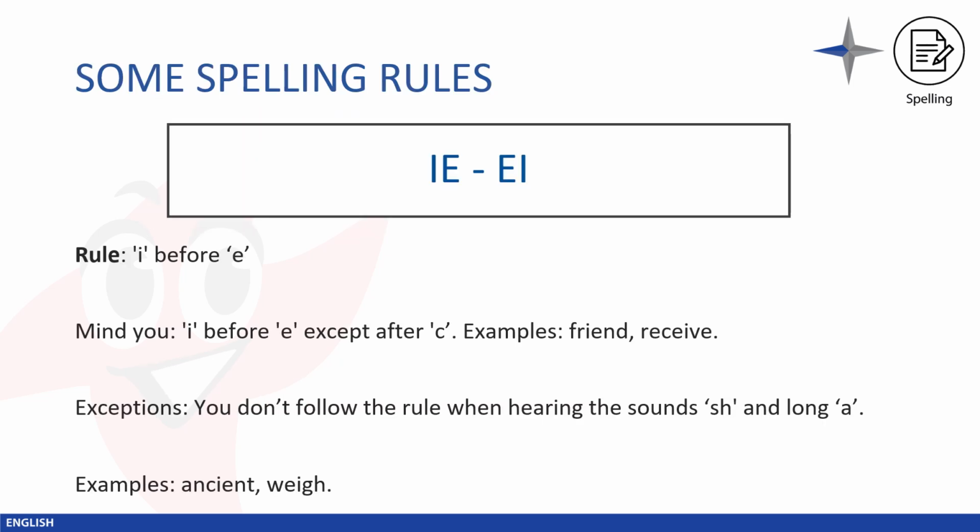Here are some spelling rules for you: the IE and EI. When do you use one of these? So there is a rule specifically. For example, in friend, you have the IE, but in receive, you have EI. So after the C, you turn the letters around. There are exceptions. So sounds with sh and the long A do not follow these rules. Like ancient, where the sh sound still has the IE, and weigh, with the long A, has the EI, and not like in French.